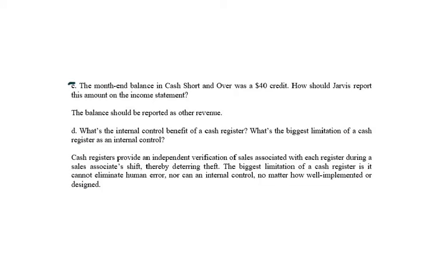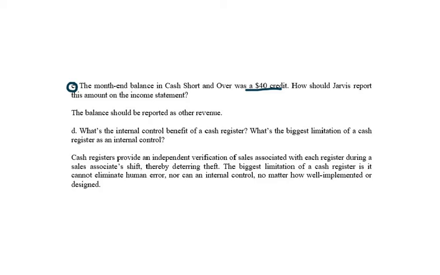Now for part C, the month-end balance in cash short and over was a $40 credit. How should they report this on the income statement? So remember, you're going to have some accumulation going on there. And what do you do with it? We already discussed in another video what happens if it's a debit balance, what happens if it's a credit, though.